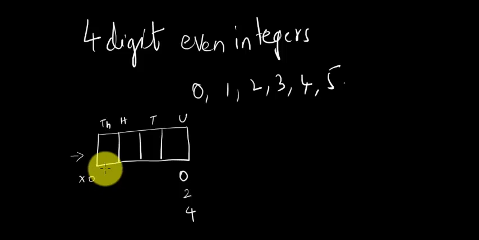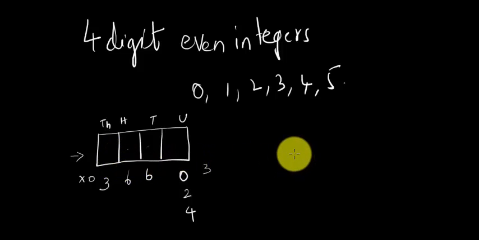So those are my options, which means that I have 3 options for the units place, and what about the remaining 2, hundreds and tens? Okay, I can fill up any one of the 6 numbers, so this can be done in 6 different ways and 6 different ways. Okay, so how many 4-digit even integers can I have?